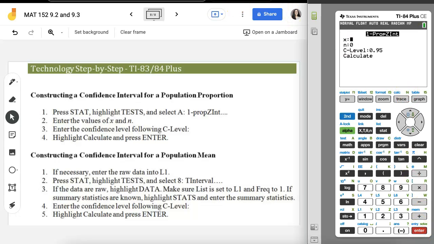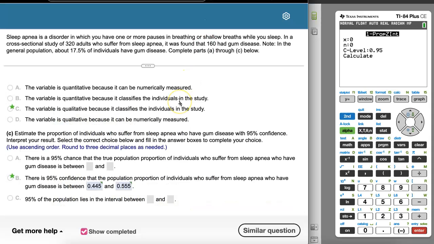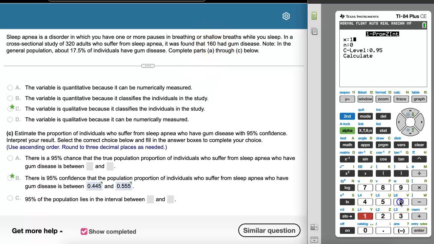We need to enter the values of X and N and the confidence or C level. So X and N, let's see if we come back to our problem. Here is X, 160, and here is N, 320. And our confidence level was already set at 0.95, and we calculate. And that's how we arrive at the lower and upper bounds of this confidence interval.